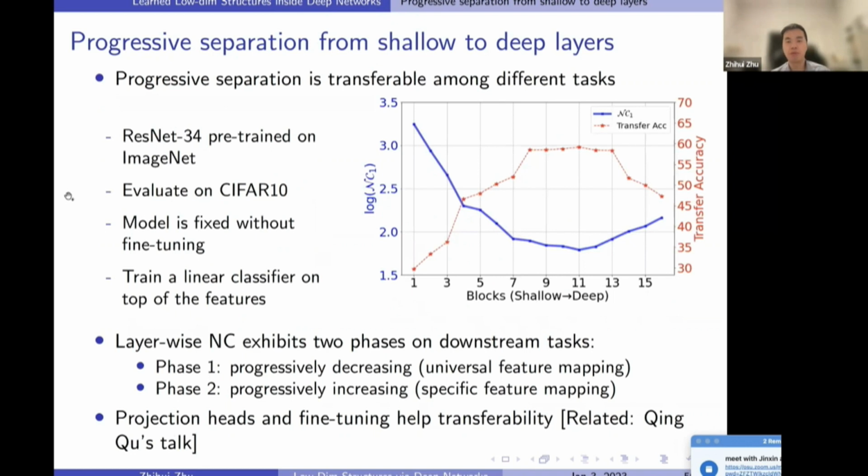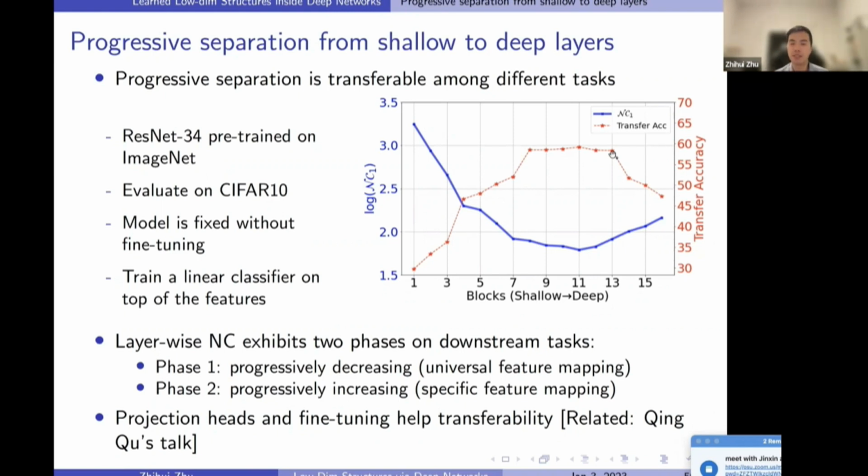Now, let's briefly talk about how this progressive separation is transferred among different tasks. Again, we will use one example to illustrate this point. We take a ResNet-34 pre-trained on ImageNet, which has 1,000 classes, and then we evaluate its layer-wise neural collapse on CIFAR-10, which is plotted by these blue curves. Remember that this model is fixed without fine-tuning. And then we train a linear classifier on top of the features to look at its transfer accuracies, which is shown by these red curves.